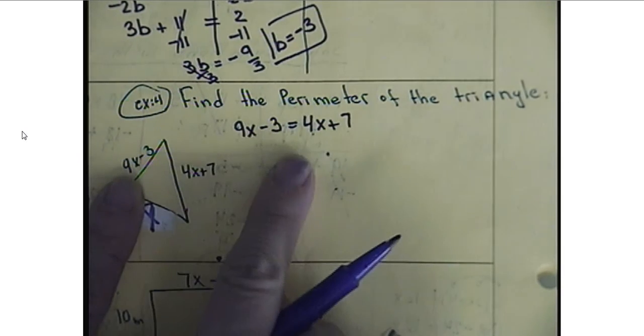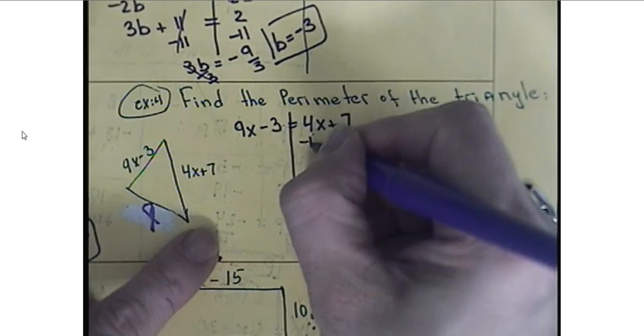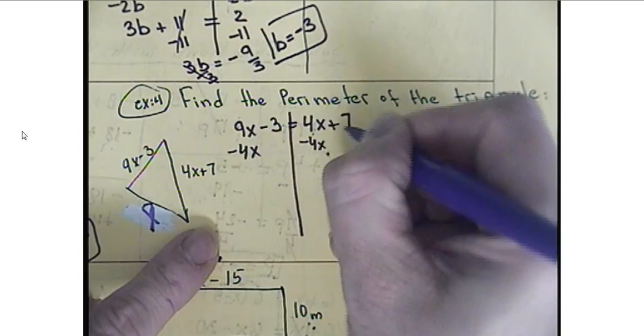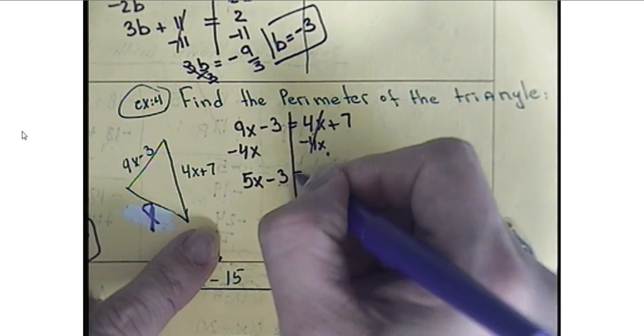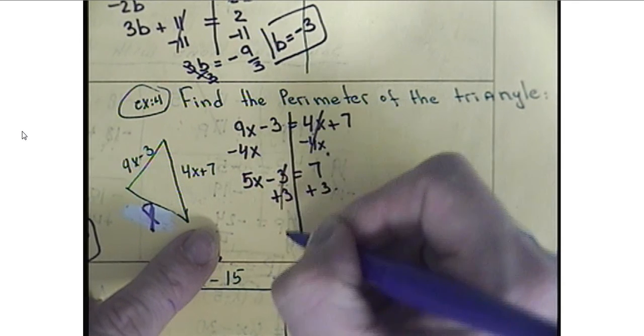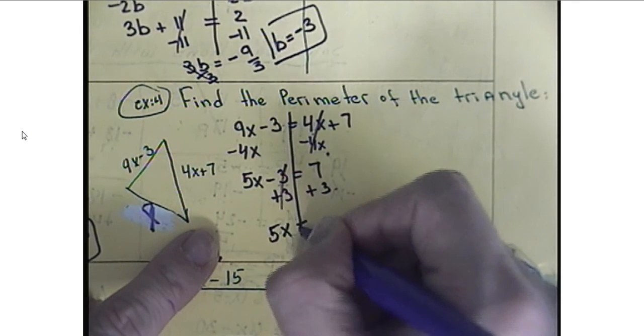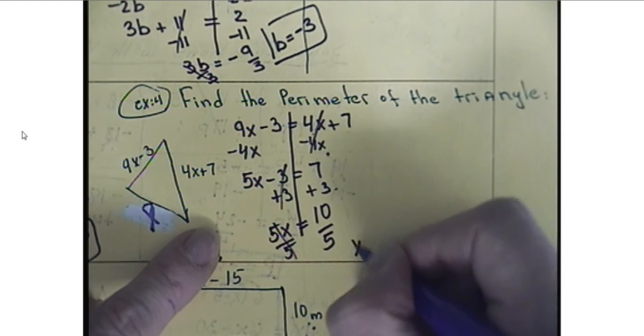That's exactly what I wrote here. Draw a line and let's solve that. Minus 4x, minus 4x, cancel those. This will get 5x minus 3 is equal to 7. Plus 3, plus 3, those two cancel. 5x is equal to 10. Final step, divide by 5 and we get x equals 2.